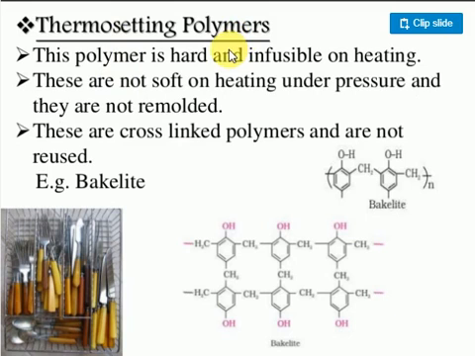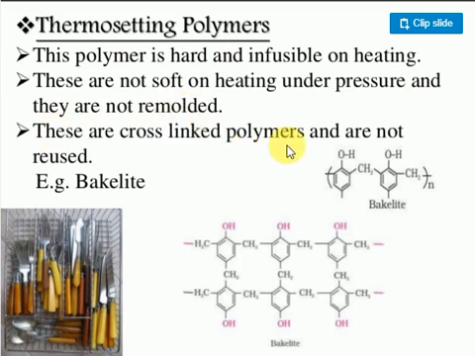What does thermosetting plastic mean? These kinds of plastics, once you prepare them, we cannot remold again and again. These polymers are hard and infusible on heating. Once you prepare them, this material becomes very hard. After that, if you heat it, it won't become moldable. They are not soft on heating under pressure and they cannot be remolded. So they won't become soft on heating.